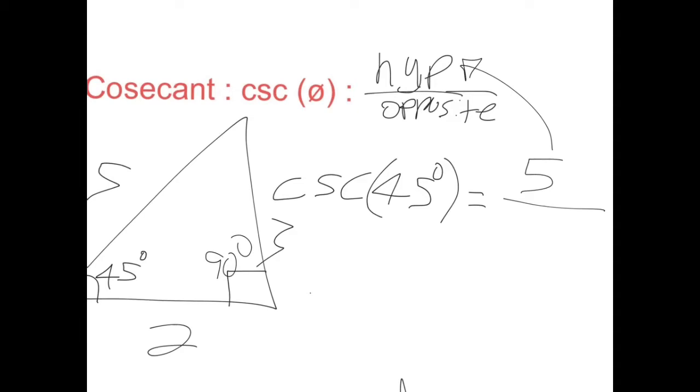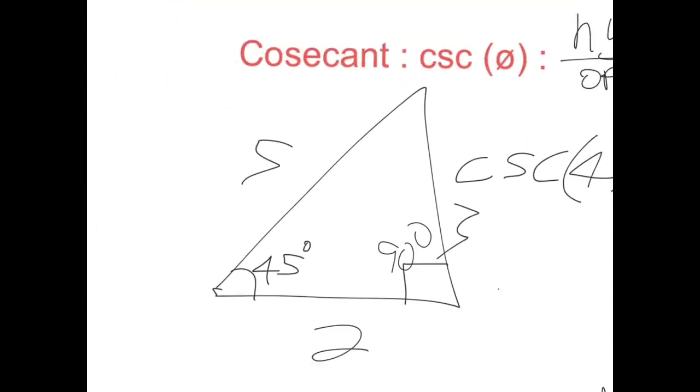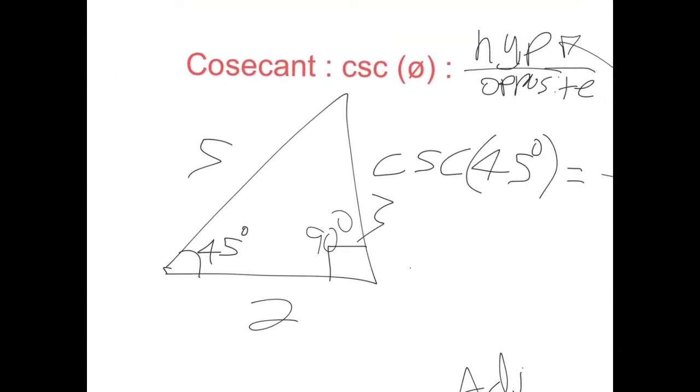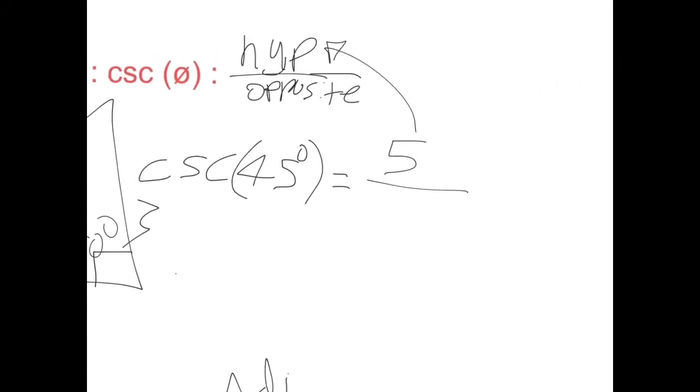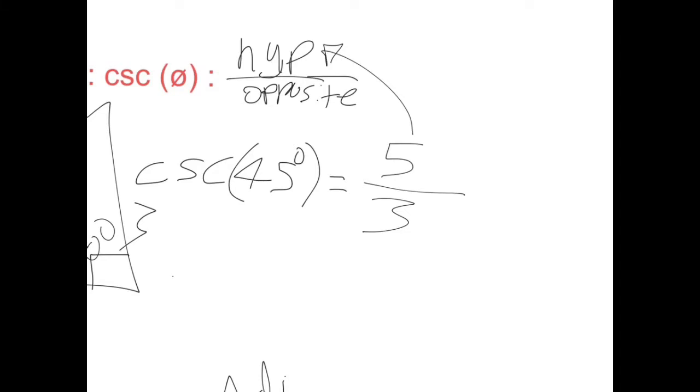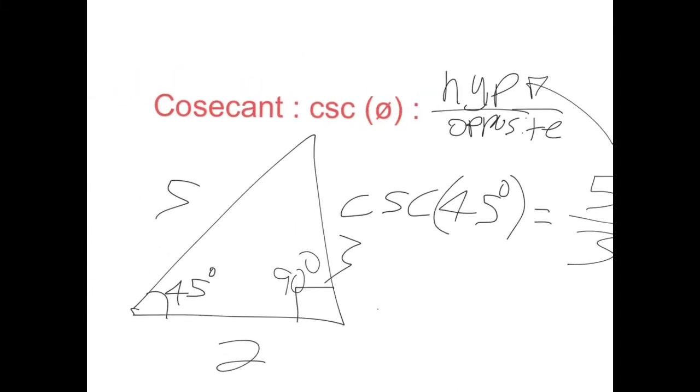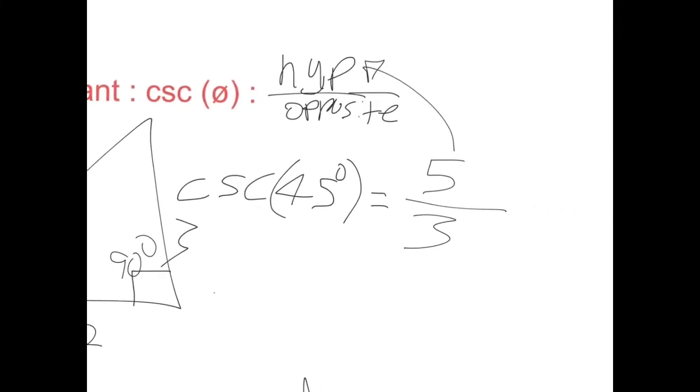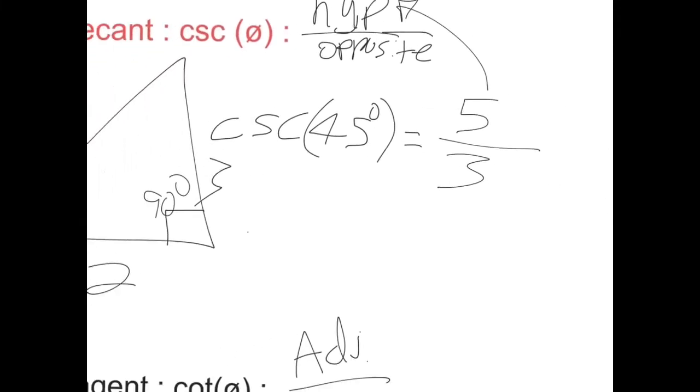What will be the opposite? Well, we're using 45 here. So the opposite of 45, the opposite away from this angle, will be this, which in the side length will be 3. So our answer will be 5 over 3. So that means the cosecant, right here. Yeah, so the cosecant of 45 will be 5/3.